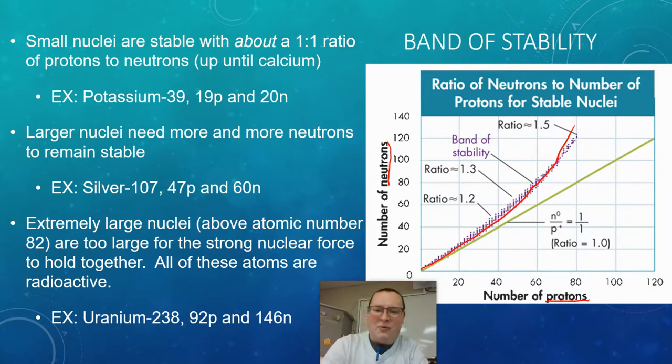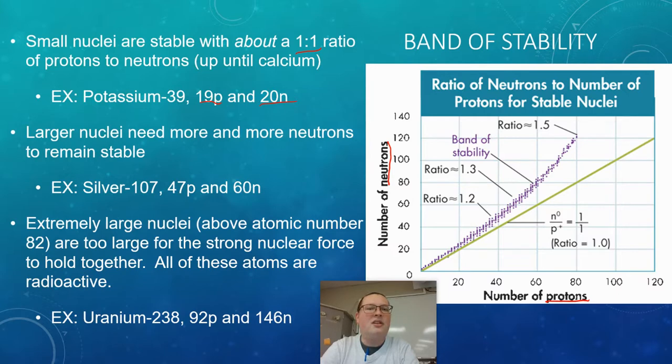So let's talk about the bottom of the band of stability, where nuclei tend to be really small. These are a lot of the elements that we're most familiar with. Things like carbon, oxygen, hydrogen, nitrogen fall under the category of small nuclei. And they have about a 1-to-1 ratio of protons to neutrons up until about calcium is where we start to get more neutrons. The example I'm going to use is potassium-39 that has 19 protons and 20 neutrons, about a 1-to-1 ratio.